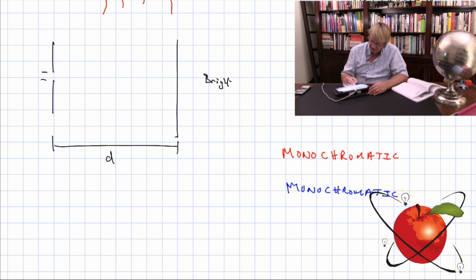Then next to it we get dark. Then we get bright. Then we get alternating bands of bright light and dark light. What does it look like on screen actually? Well, have a look in your textbooks, but I'll try and draw it for you. It kind of looks like this, really.